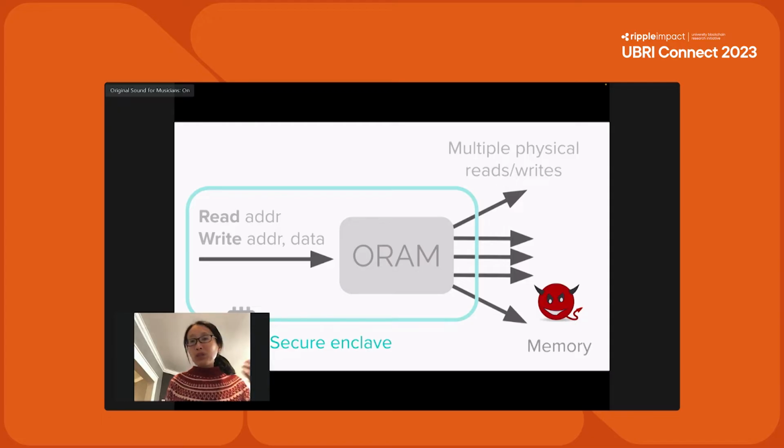If you were to deploy ORAM together with a hardware enclave, here's the security boundary. Essentially, ORAM would be running inside the enclave, and we assume the adversary can observe the access patterns outside the enclave.